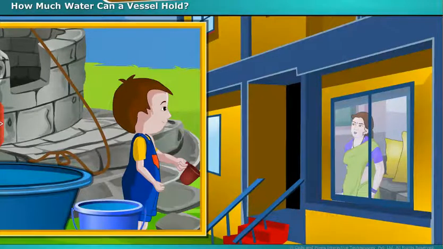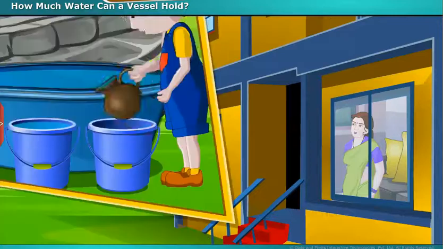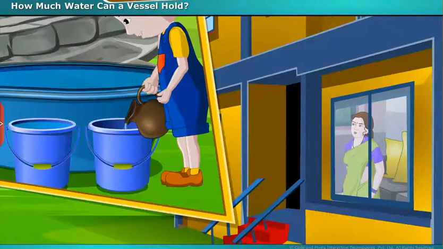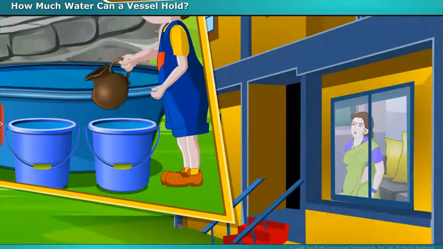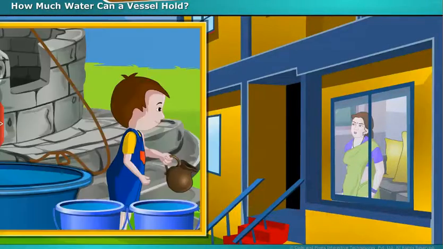Now, repeat the same with the second bucket, but this time use the jug to fill the bucket and count how many jugs of water are required to fill the bucket. Now he replied quickly, "It just took 6 jugs of water."